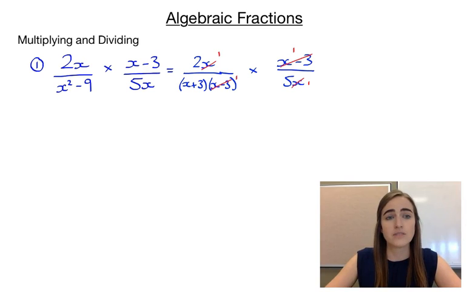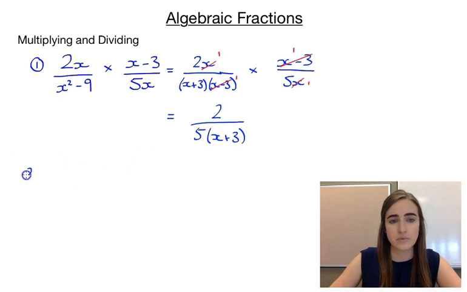All right, so now we can multiply now that we've simplified it as much as we can. So what we've got left is 2 times 1, so it's just going to be a 2 on the top. And in the denominator, we've got an x plus 3 and a 5. So we're going to have 5 outside of x plus 3.